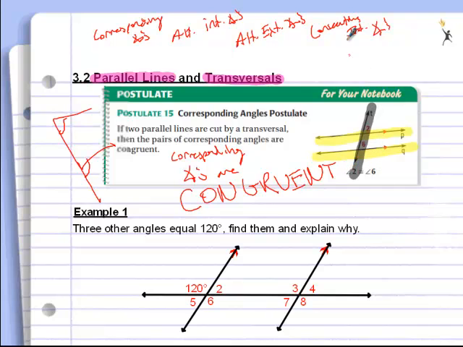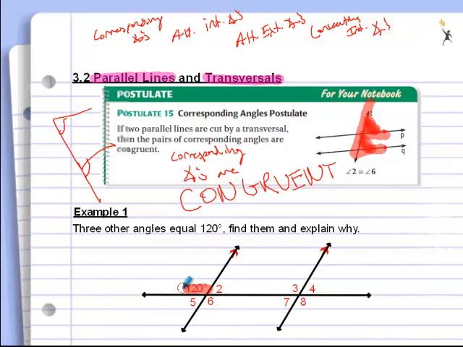In this case, we have angle 2 and angle 6. And just so you can see it, angle 2 and angle 6 are corresponding angles. They form an upside down F. Corresponding angles are congruent. Angle 2 and angle 6 are the exact same degree. They are congruent.